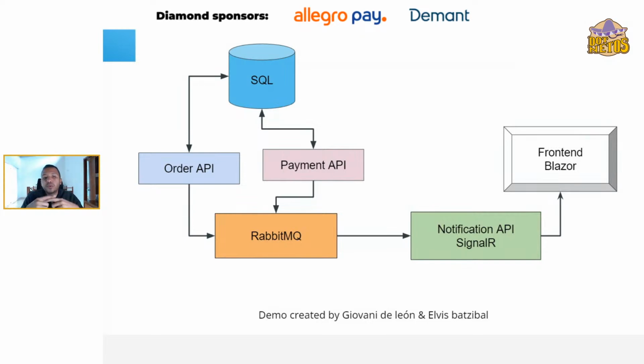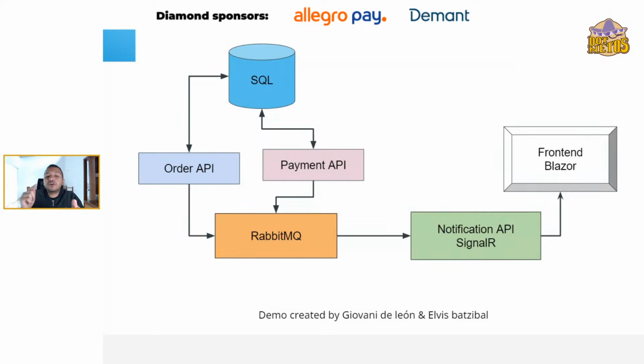RabbitMQ is the service that we will use in order to send messages. So payment is going to receive the message and is going to pay the order automatically, because we don't have other services here. I mean, this is a simulation. Payment API is going to pay the order automatically by default, and is going to update the same database with this information, with the payment information.